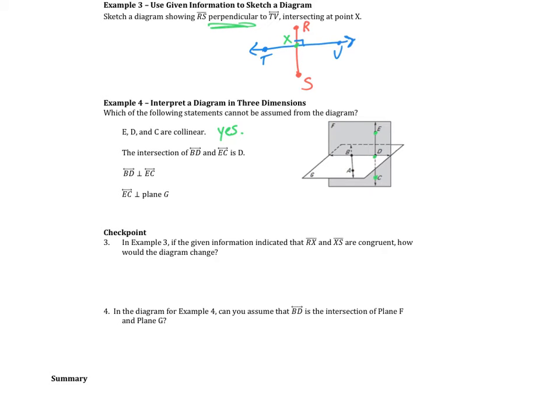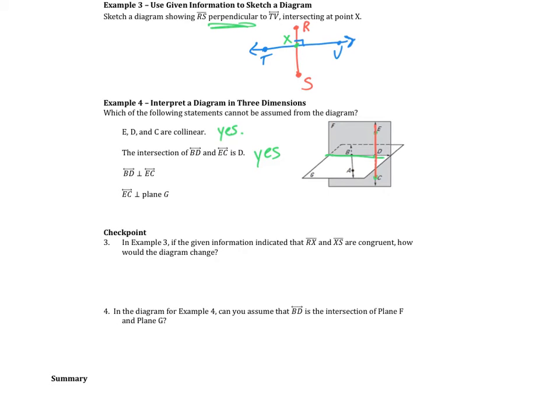Now, can we assume that the intersection of line BD and line EC is point D? That one is also yes. Because you see line BD and the line EC cross at point D. So we can assume that because 2 lines cross at a point.